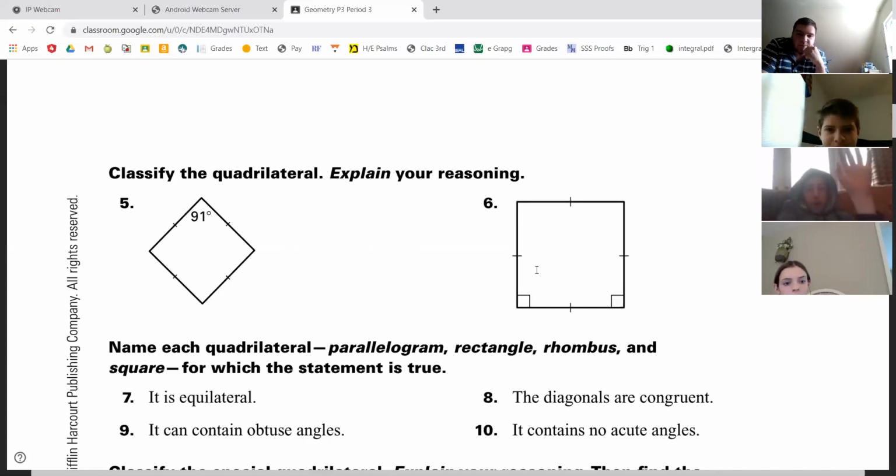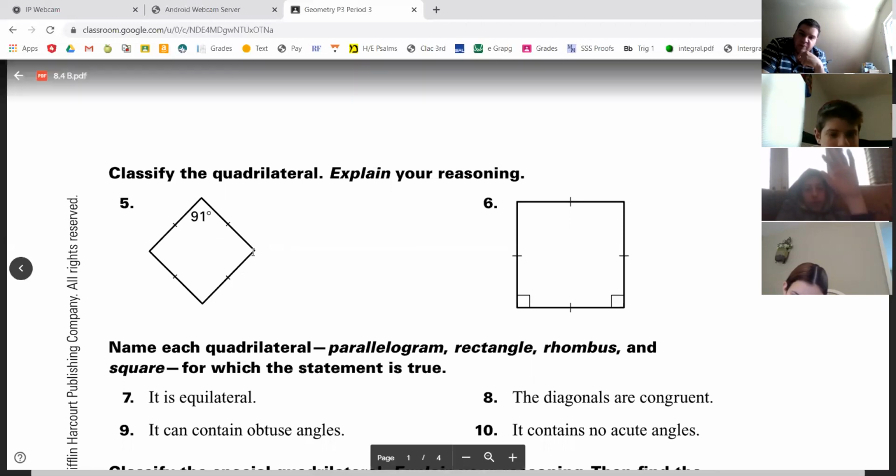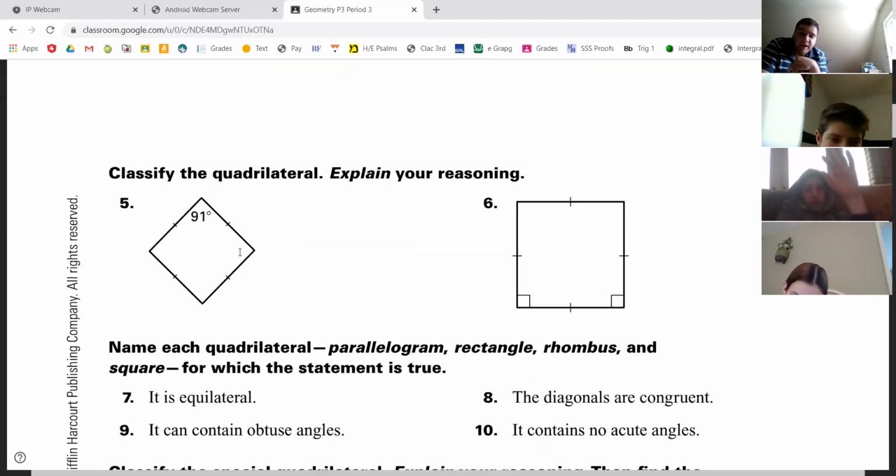They all look like squares. Like number 5 looks like a square, but you said it isn't. It is not, because this is 91 degrees, which forces this one on the bottom to be 91 degrees and forces these 2 side ones to be 89 degrees. So not all the angles are equal. You could also think a rectangle, by definition, has to have all of them be 90-degree angles, okay?